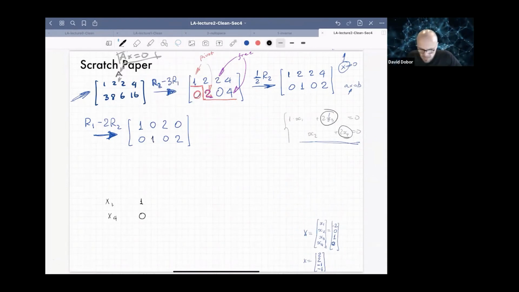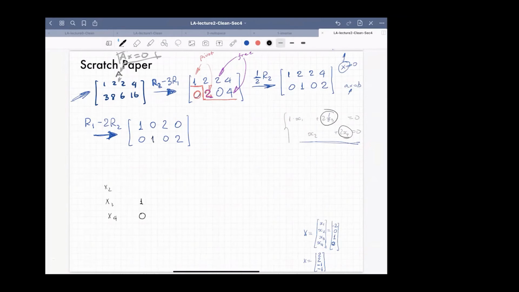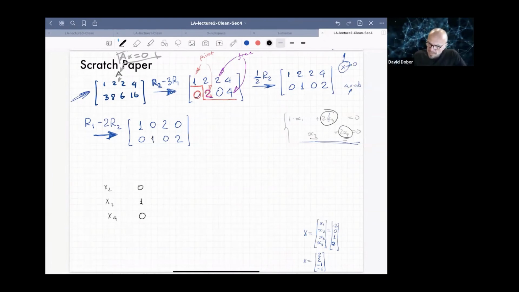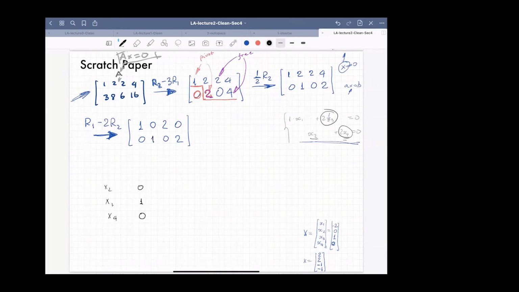And let's plug in x3 equals x4 equals 0. What is x2 going to be then? 0? Yeah, 0, just from this equation, right? And once I've set x3 to 1, what is x1 going to be? -2. That's going to be x1.